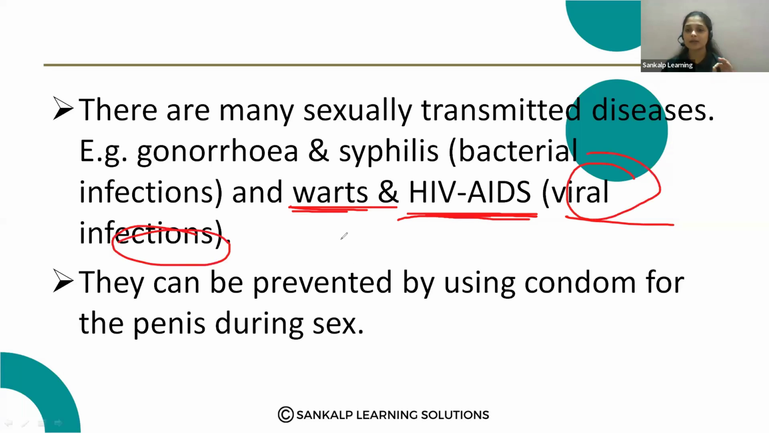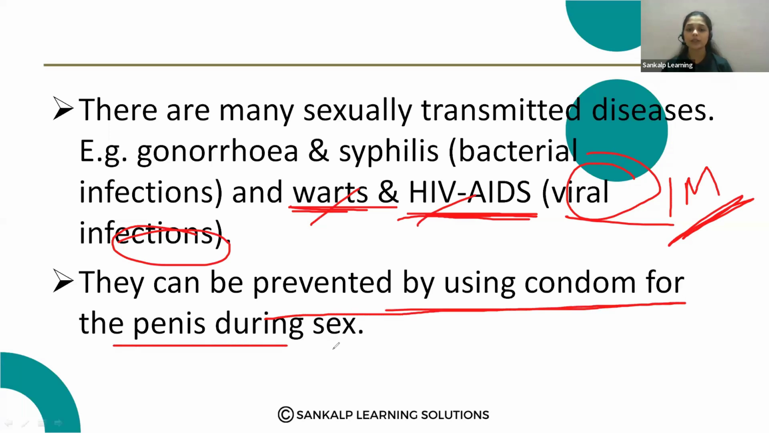Okay, so they will ask the question again: write the name of the sexually transmitted disease which is caused by a virus. So what will you write? Warts and HIV AIDS. This may be a 1 mark question. Okay, note down this. And these sexually transmitted diseases can be prevented by using a condom for the penis during sex. By using condoms, these diseases can be prevented.